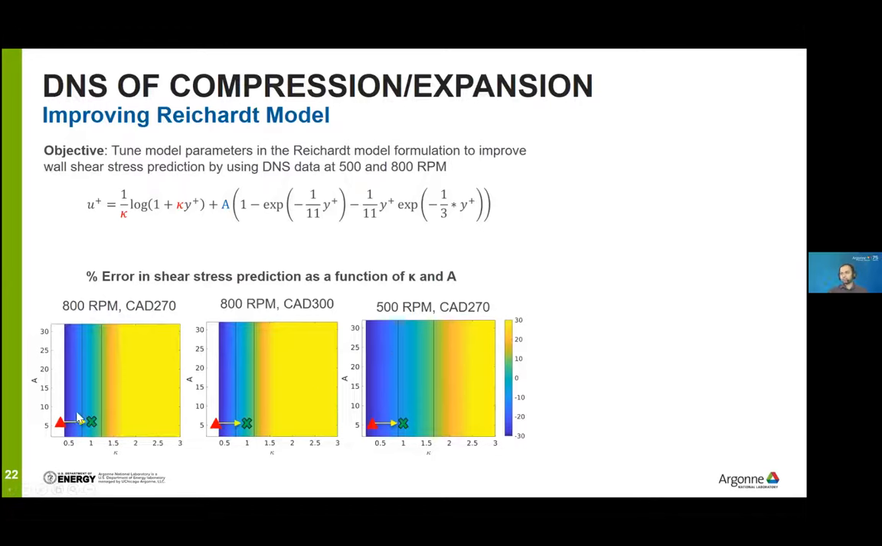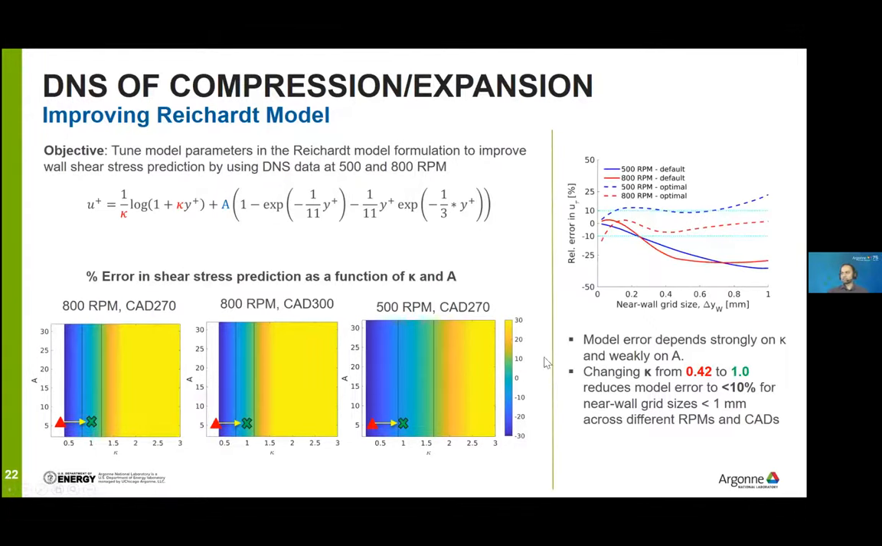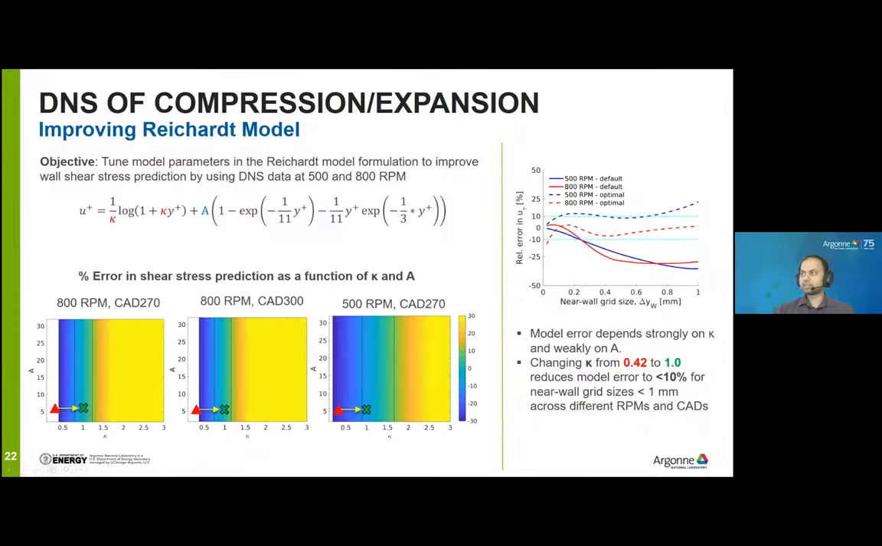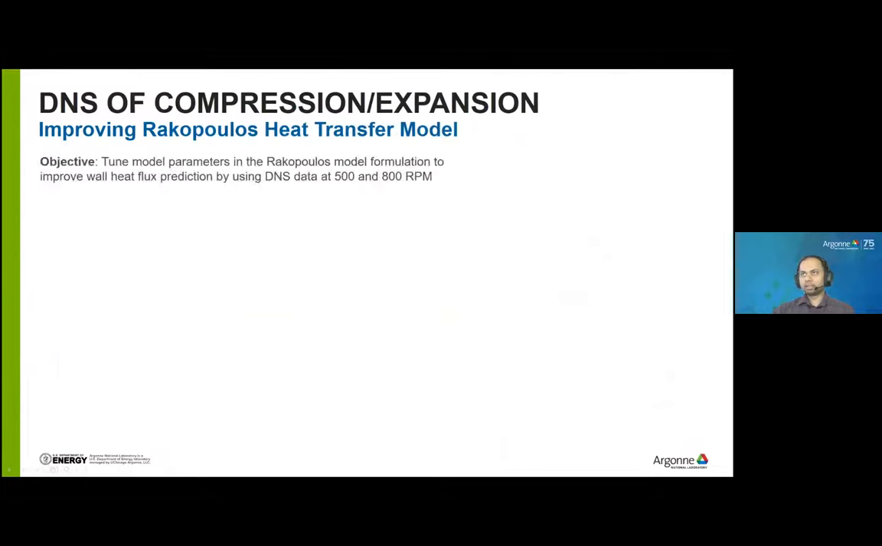So what we see is that by shifting from the original values for these parameters, by optimizing them, we are able to get within plus or minus 10% error across this whole range of conditions. And this is shown quantitatively here as well. By using the default model, we need around 0.25 millimeter to get within this plus or minus 10%. But with this optimal model, even with grid sizes of around 0.6 to 1 millimeter, you're within expected error norms. And we can do a similar thing for the heat transfer model as well.